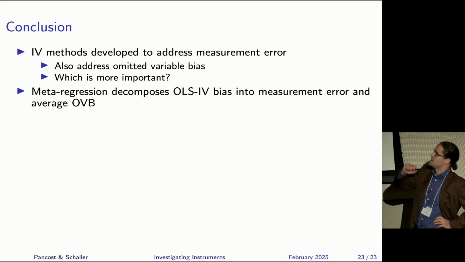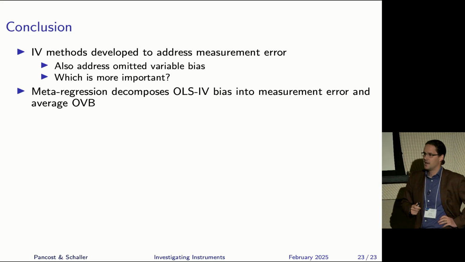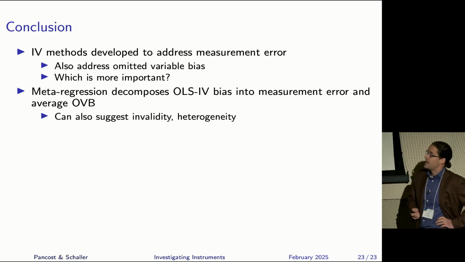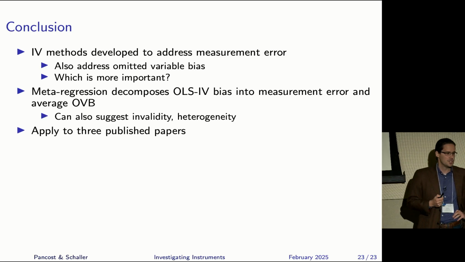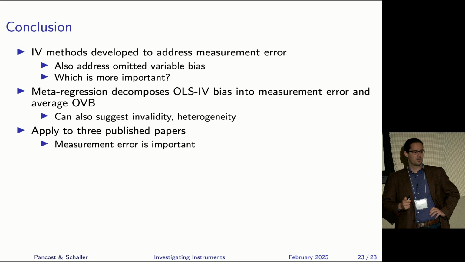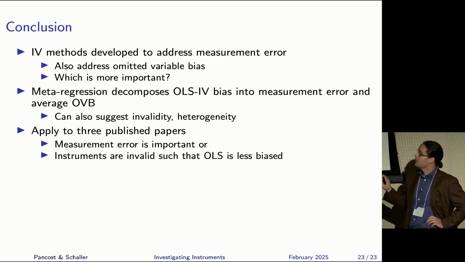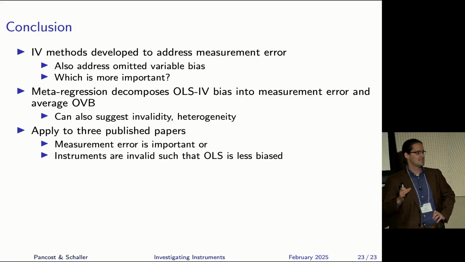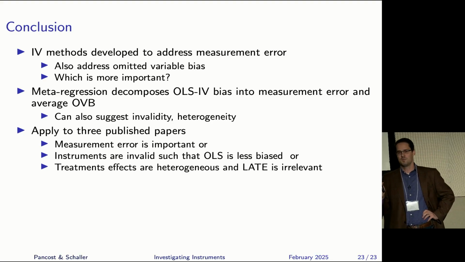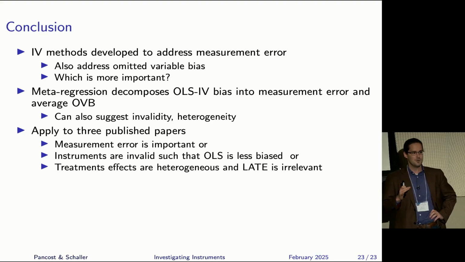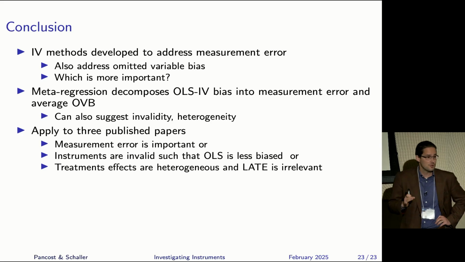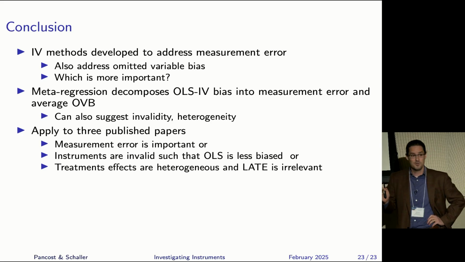Our meta-regression decomposes the OLS-IV bias into measurement error and average omitted variable bias. It can also suggest invalidity and heterogeneity. We apply it to 3 published papers. Measurement error is really important in 2 of the 3, or the instruments are so invalid that the OLS is less biased, or treatment effects are heterogeneous and the LATE is irrelevant. That doesn't have to be true in your paper. I don't know. You can find out.